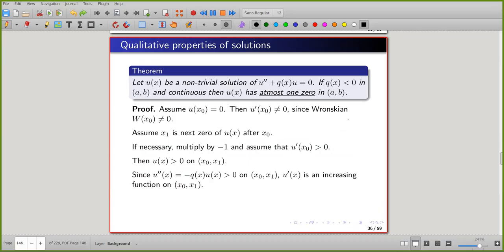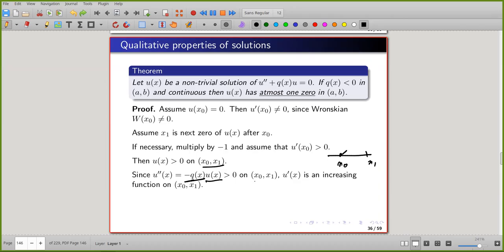Since u double prime of x is equal to minus q of x times u of x, and this is positive, because u of x is positive on (x naught, x1) and minus q of x, we assumed q is negative, so minus q of x is positive. Therefore this thing is positive. And since u double prime of x is positive, this implies that the slope keeps increasing. This is my x naught, this is my x1.